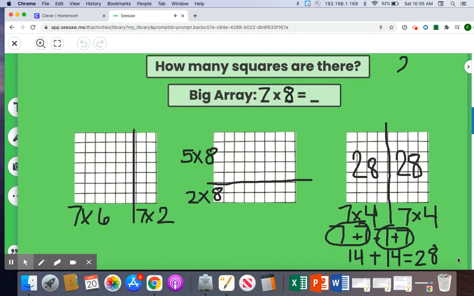I'm going to use the space up here to do that. 28 plus 28, and I can use my algorithm to solve. 8 plus 8 is 16. I'm going to regroup that 10. 2 10s plus 2 10s is 4 10s, and 1 more is 5. 7 times 8 is 56. I could have counted those squares by ones. I could have solved 7 times 8, but I chose to break it into small arrays and do 7 times 4 and 7 times 4.